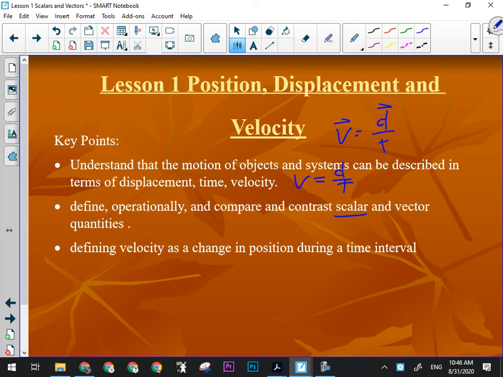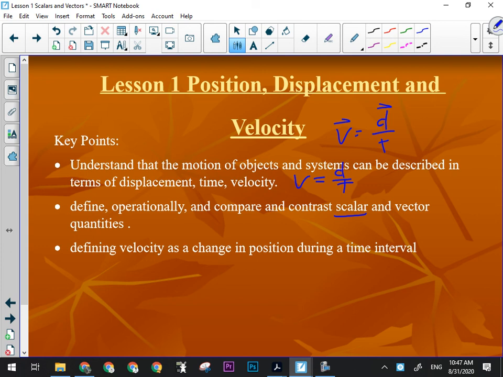Define operationally, compare, contrast scalar and vector quantities. We just need to remember, that's review from last year, scalar quantities have a magnitude only, while vector quantities have both magnitude and direction. So speed would be 100 kilometers per hour. Velocity would be 100 kilometers per hour north, or something like that.